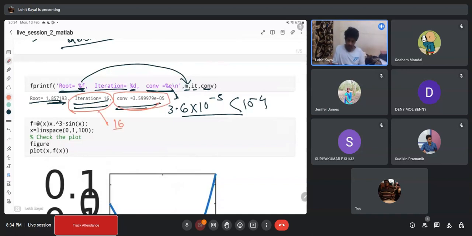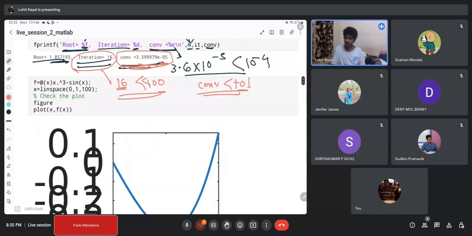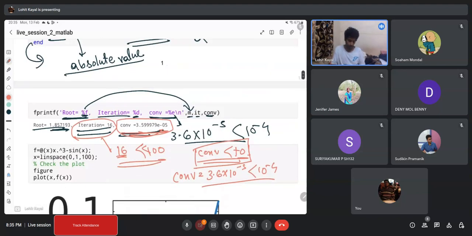Now here iteration is 16. It is much less than 100. But here you can see that my absolute error is less than tol. And I have used the condition that if any of these conditions is not true, then the while loop will stop and show you the result. Now after 16 iterations, I have got satisfactory convergence. Here the value of convergence, that is conv, equal to 3.6 into 10 to the power minus 5, which is less than 10 to the power minus 4. That's why the while loop stopped calculating, and after that I am using this fprintf and I am getting the final solutions.